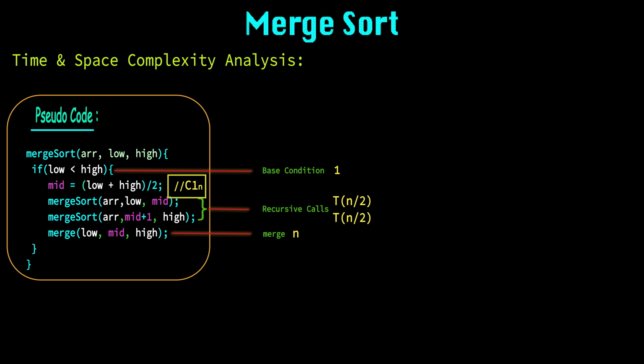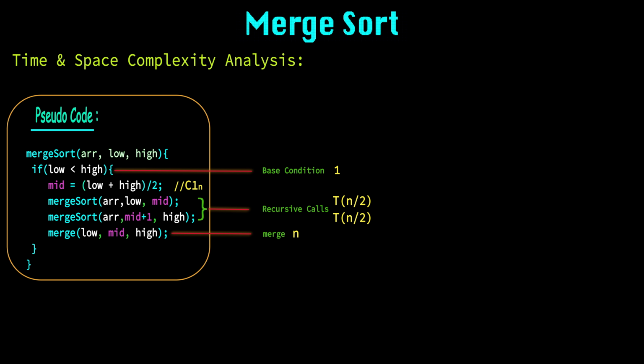So for the recursive calls, each will work on n by 2 elements, right? Because we are dividing the array. So let's take it as T(n/2) for each. Then finally we are merging all the n elements, and let's take the time complexity for that as n.